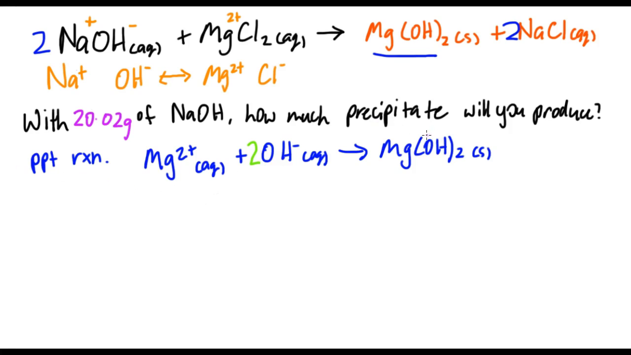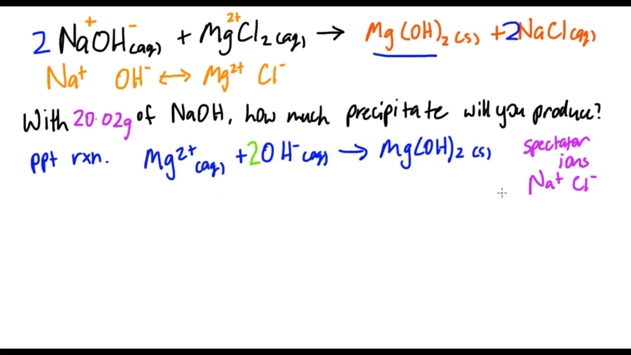Something I forgot to mention in the last video, that this here is the precipitation reaction. However, we have what we call our spectator ions. The spectator ions are literally going to be sodium ions and chloride ions, because these are the ions that don't actually take part in the reaction.